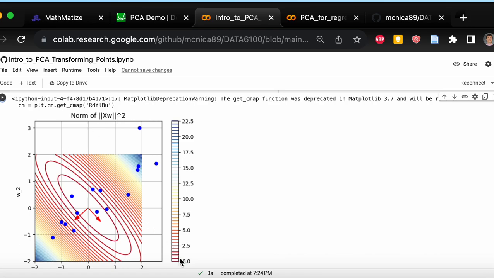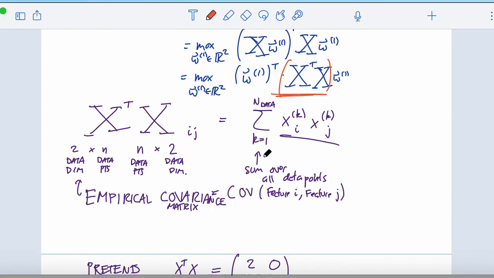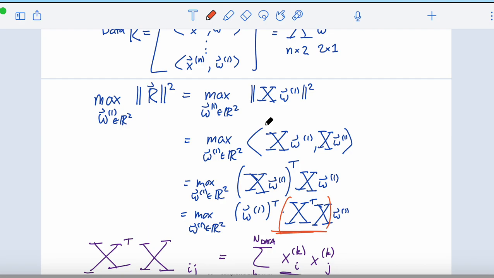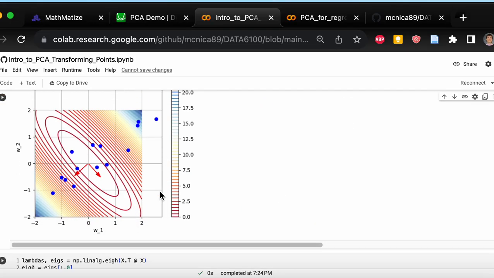In our problem, we were trying to maximize the norm of xw squared, right? That was this thing. And from this notebook, you can see that the directions where it's maximized are the eigenvectors. The direction where it's maximized is going up the hill as steep as possible, this way. And this way is a very wide valley again. So it's very similar to what we saw.